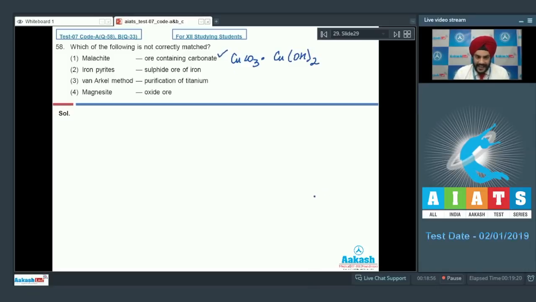If you look at the second statement, iron pyrites is a sulfide ore of iron. This is also correct, students. Iron pyrites is given by FeS2, which is indeed a sulfide ore of iron. So the second statement is also correct.